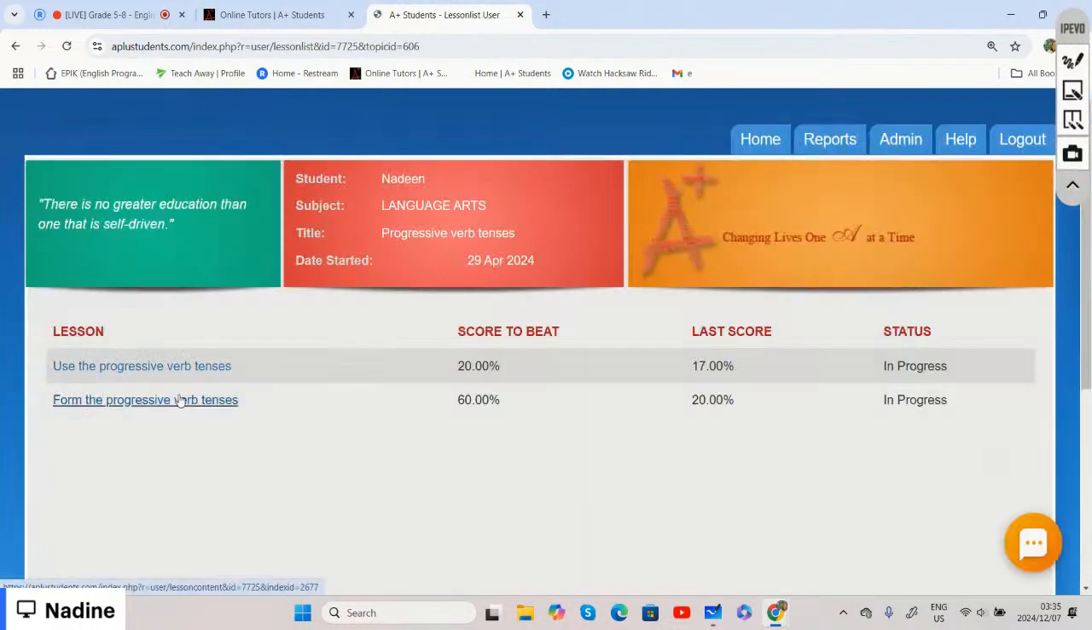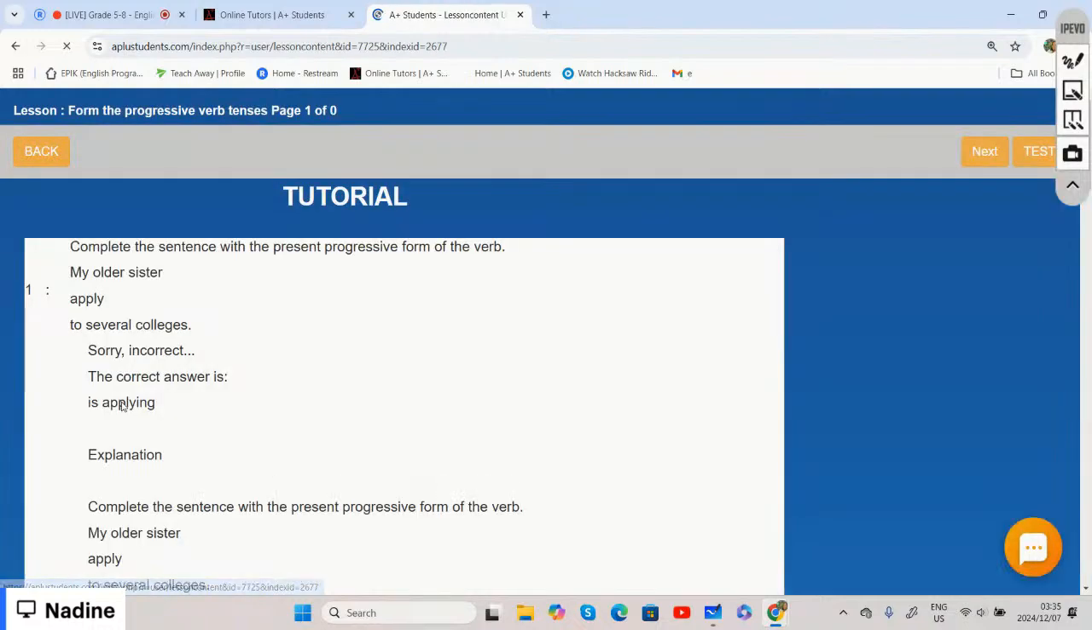All right, so now we're going to form the progressive verb tenses, whether it is in the present, in the past, or in the future.